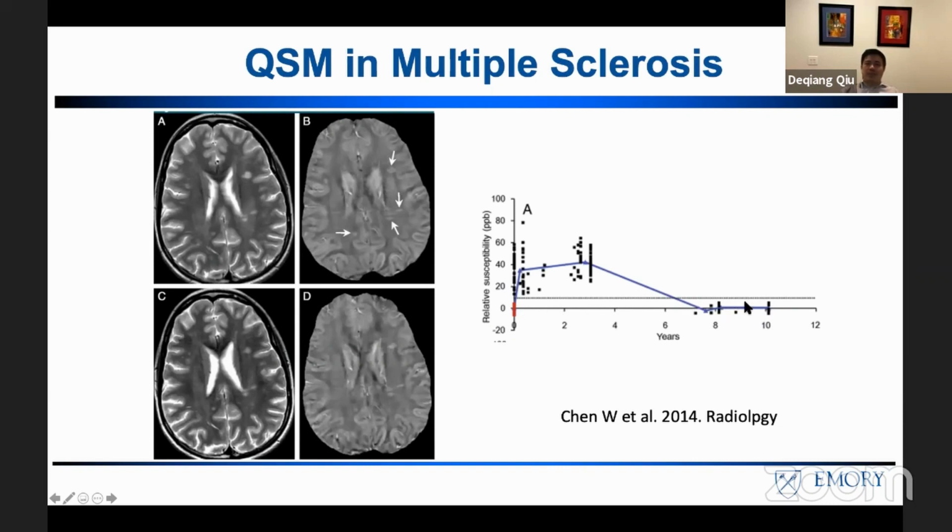You can see here the magnetic susceptibility value of an MS lesion as a function of the lesion age. You can see initially there's an increase in susceptibility value, which then returns to normal after more than 6 years of age of the lesion.